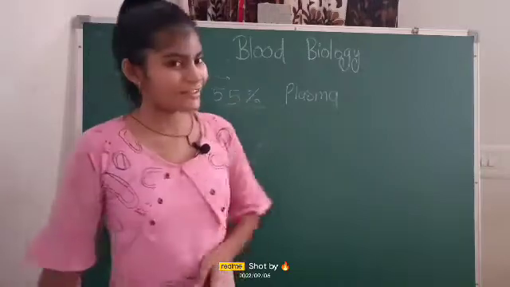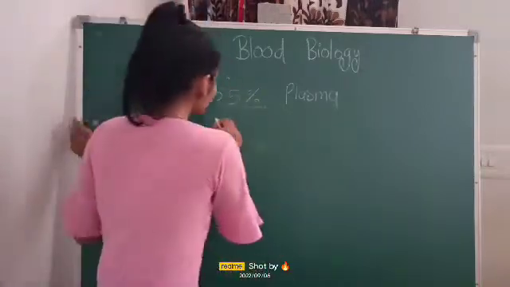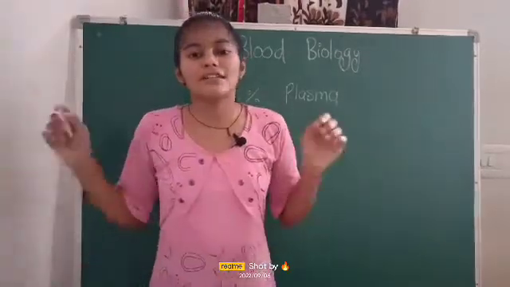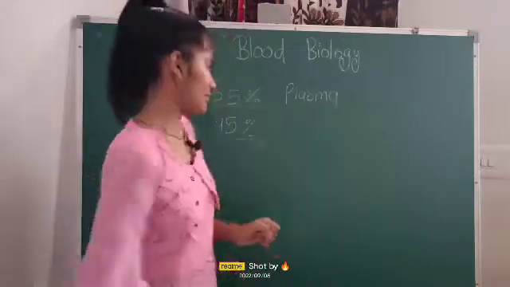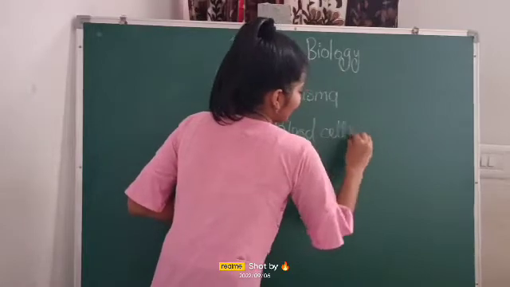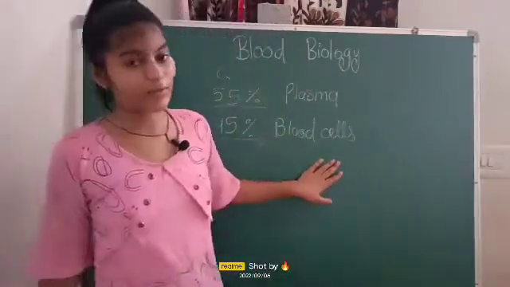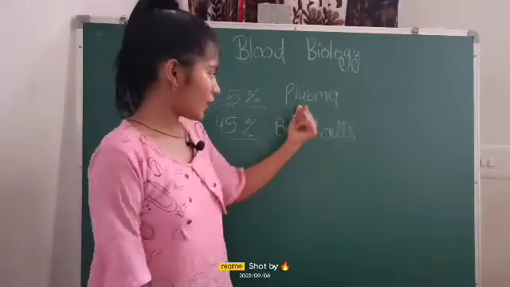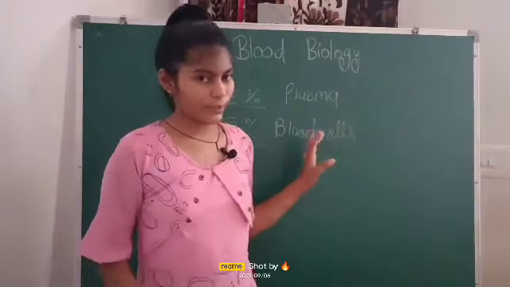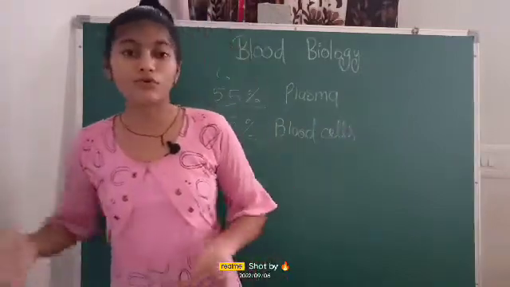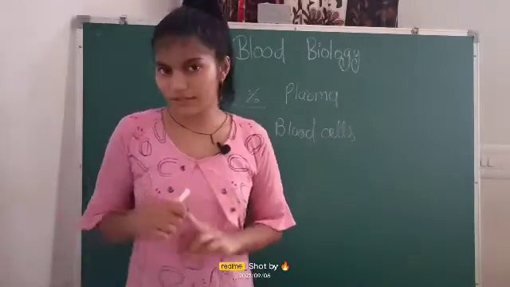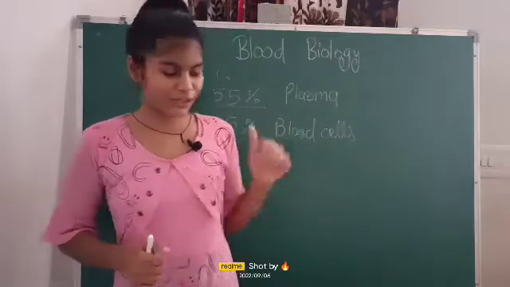Then how much percent is left? Yes, 45%. So 45% is our blood cells, or blood corpuscles. 45% are our blood cells, 55% is plasma, and I told you what plasma is. Blood cells are a very important part. As I mentioned, blood cells are of three types: RBC, WBC and platelets. I will mention them here.